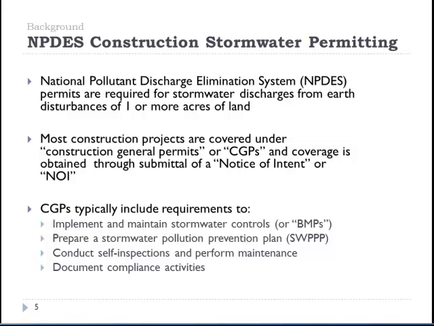CGPs, whether they're issued by EPA or the states, typically follow somewhat of a standard format. The requirement for the construction operator is to implement and maintain stormwater controls, or what's called best management practices, to prepare a site-specific stormwater pollution prevention plan, or SWPPP, where the specific controls are described as well as other aspects of the site. Also to conduct self-inspections of the site and to perform maintenance on those BMPs. And lastly, to include documentation in your records as to compliance with the permit.